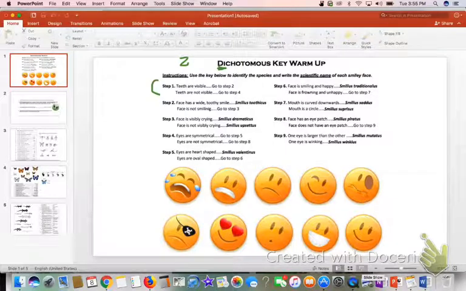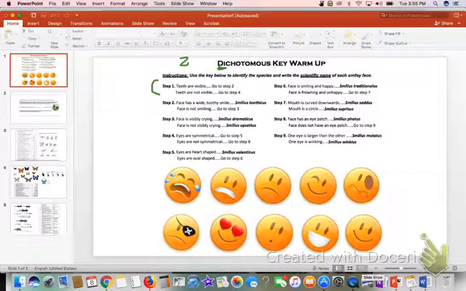So let me use this little example here to show you how to do a dichotomous key, and then you're going to have some practice to do these. Let's say that I had these 10 smiley faces and I wanted to make sure I knew what each one's genus and species was.